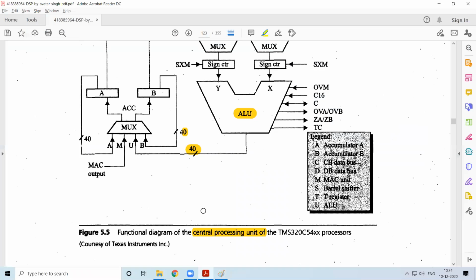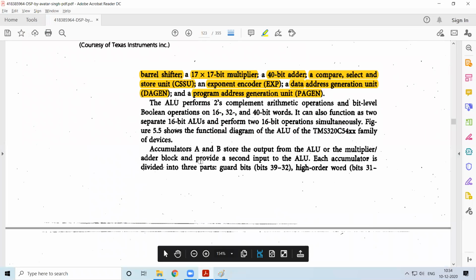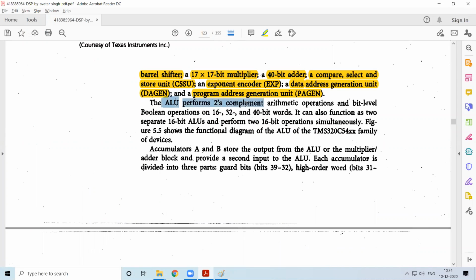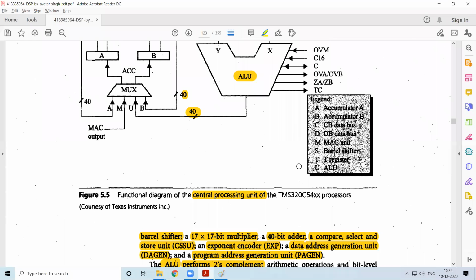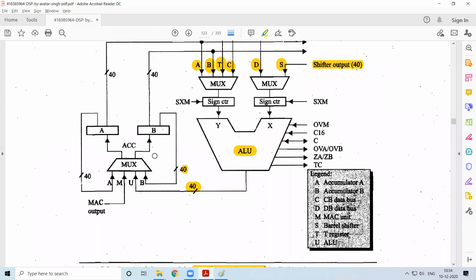So this is why the ALUs, not only in DSP, even in your microcontroller, the majority of the operations will be done using the 2's complement arithmetic. Okay. So that's why 2's complement comes handy when we are performing the mathematical operations.